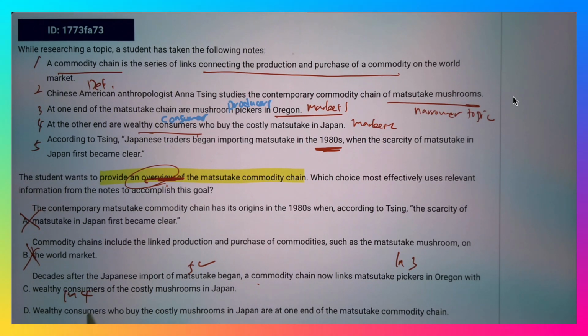But let's see if choice D is better. Wealthy consumers who buy the costly mushrooms in Japan are at one end of the Matsutake commodity chain. If I have to pick the worst answer choice, D would be the worst because it only talks about line 4, and that can't be the overview of the Matsutake commodity chain. So the answer should be C for covering the most ideas presented by the student.